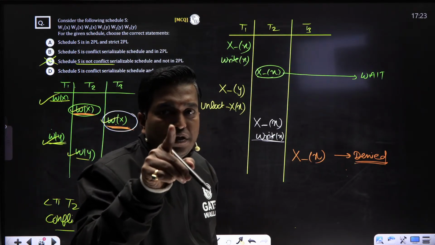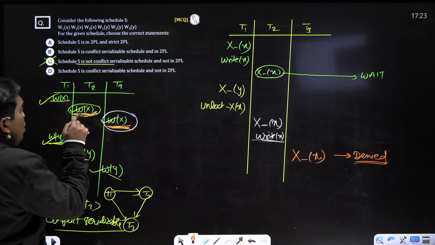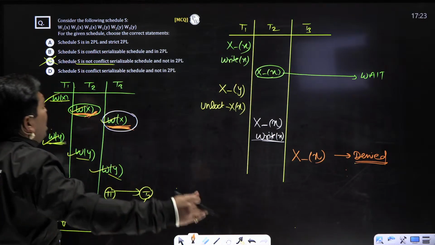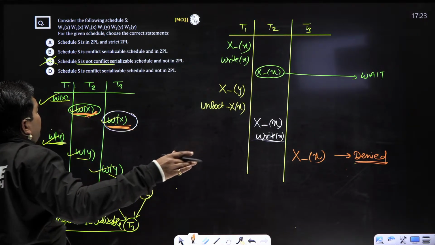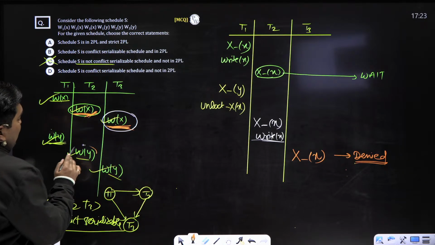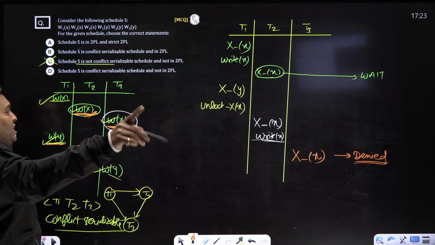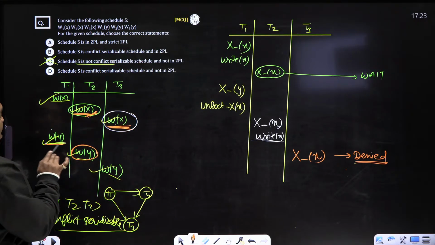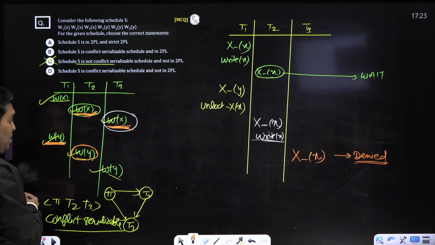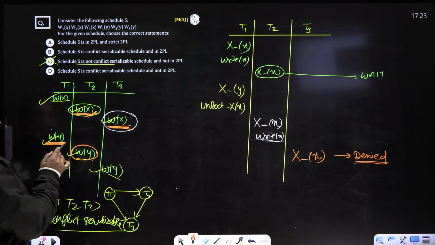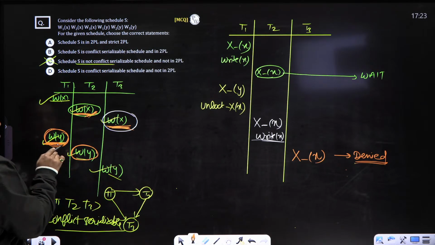Because this lock on data item X, please try to understand, this is a very important concept. This lock on data item X is already taken by T2, and T2 will not release until it completes its growing phase. And for completing the growing phase, it requires a lock on data item Y also. Right now Y is with transaction T1. So T1 will release, then T2 will get.